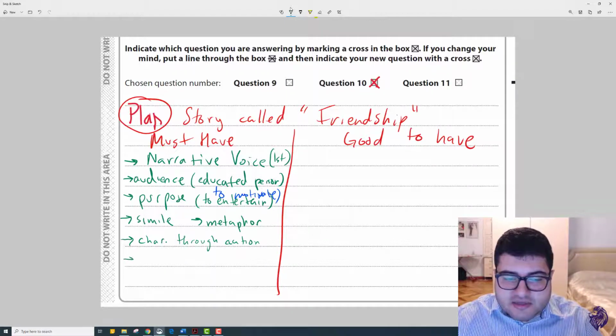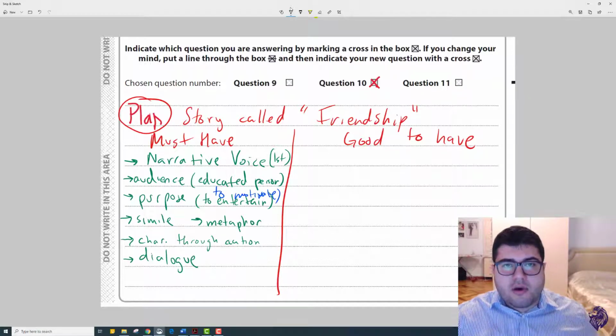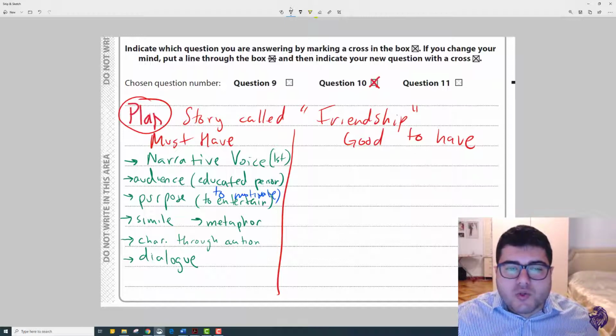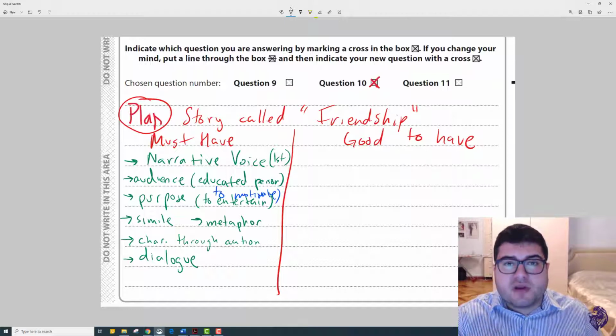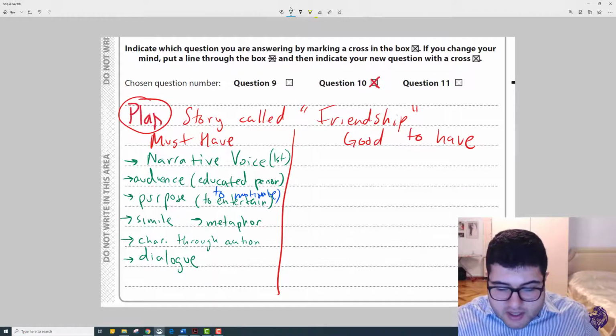Dialogue, that's definitely an important thing. By what my character will say, I'm going to try to show the reader something deeper about that character. Or the dialogue will have a very specific purpose. So I definitely want to have dialogue in my story.